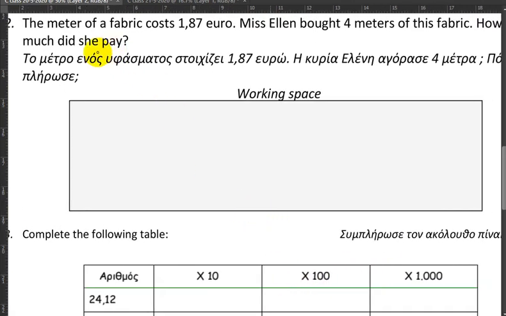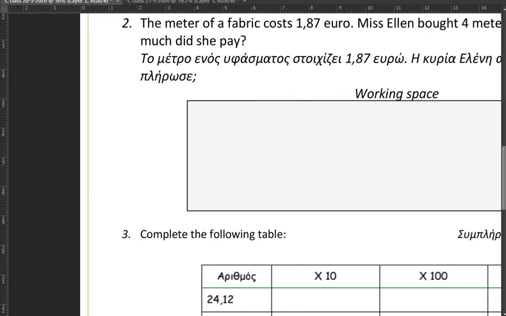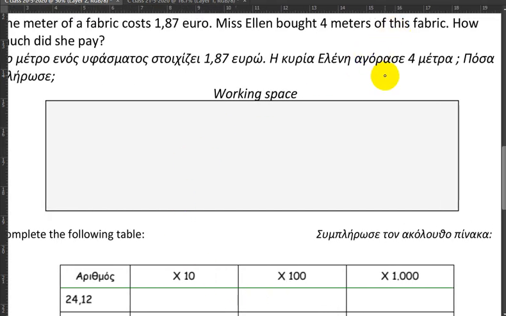Το πρώτο μας πρόβλημα λέει, το μέτρο ενός υφάσματος στοιχίζει 1,87 ευρώ. Άρα για κάθε ένα μέτρο πληρώνω 1 ευρώ και 87 λεπτά. Η κυρία Ελένη αγόρασε 4 μέτρα. Πόσα ευρώ πλήρωσε. Ωραία. Αφού το ένα μέτρο κάνει 1,87, τα 4 μέτρα θα είναι 1,87 επί 4.